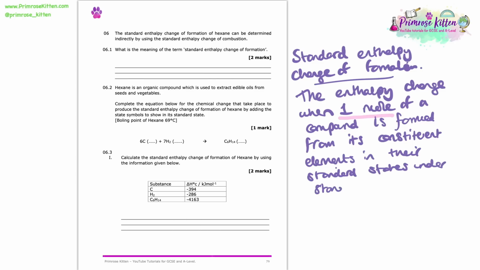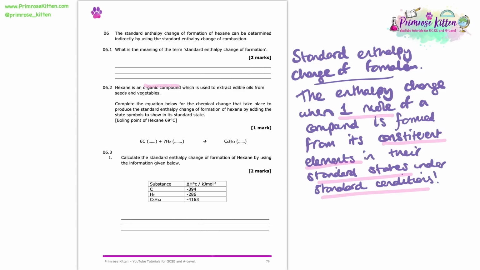And we also need to remember we refer to the standard states, because here we have specifically been asked to define the standard enthalpy change of formation. So there you are, there is our definition. It is the enthalpy change when 1 mole of a compound is formed from its constituent elements in their standard states under standard conditions.